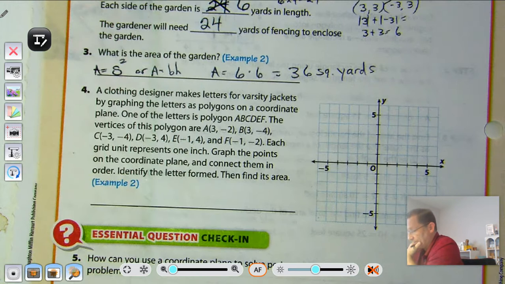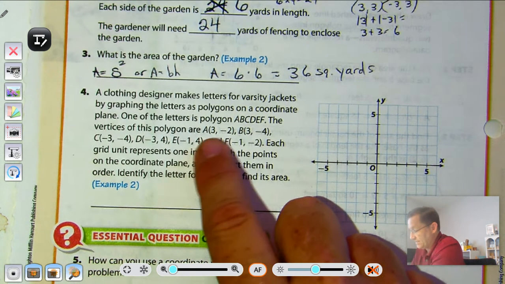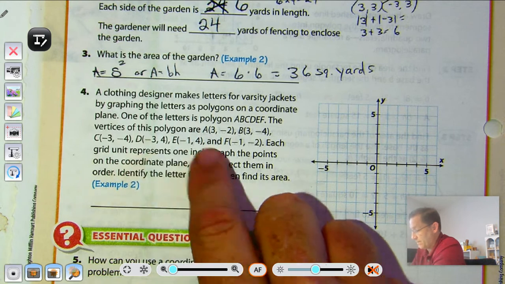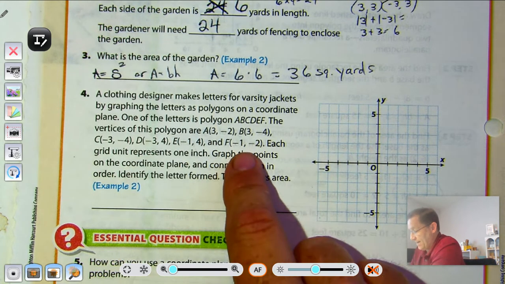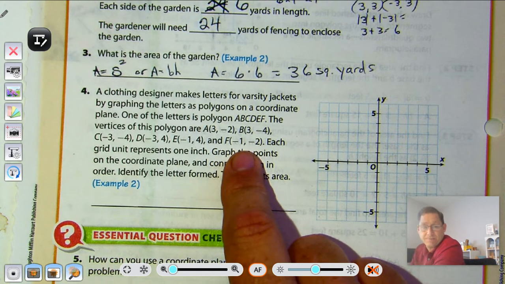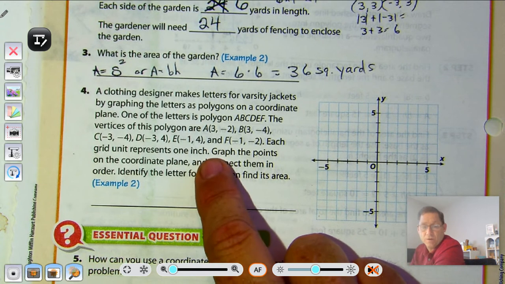Okay, number 4. A clothing designer makes letters for varsity jackets by graphing the letters as polygons on a coordinate plane. One of the letters is polygon ABCDEF. The vertices are, so there's 6 vertices. These are their coordinates. So we're going to be making a hexagon basically, and each grid is 1 inch.